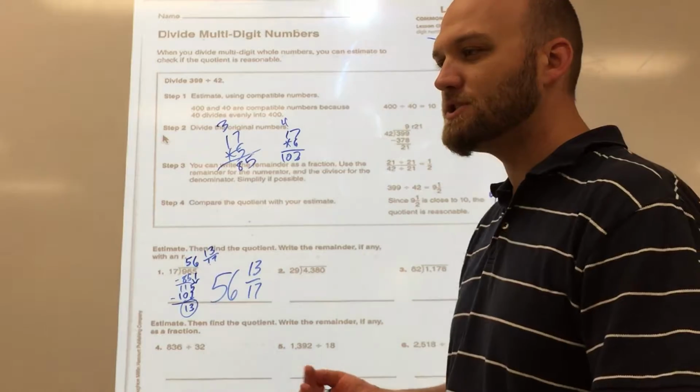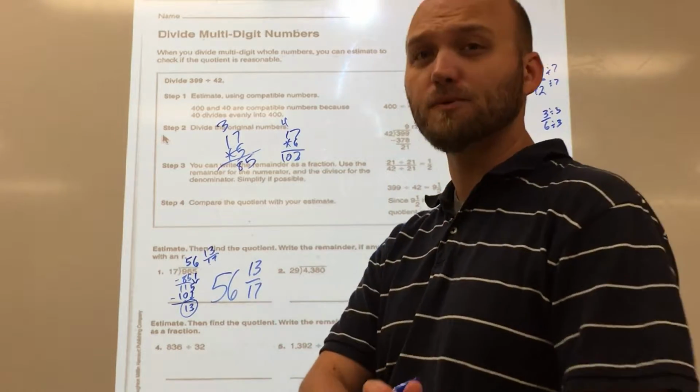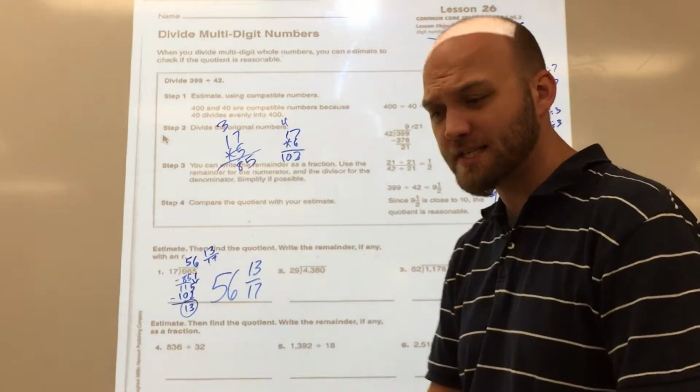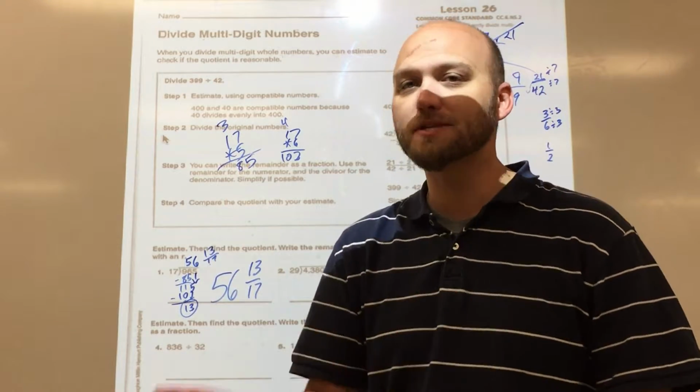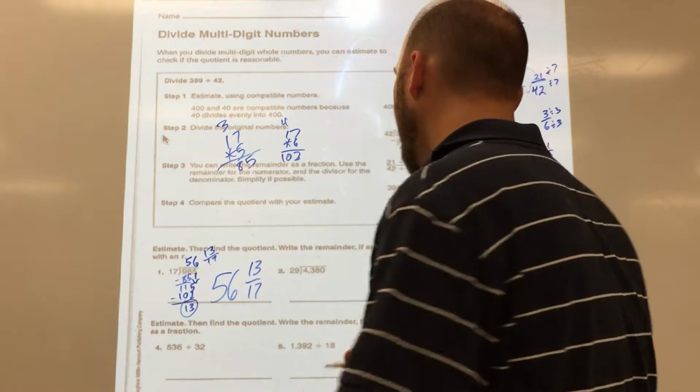But remainder 13 just stops my problem. So I want you to write it as a fraction or a decimal. Because when I look at 13/17, I know that they're both prime numbers and I can't simplify that. If I could simplify it, I must simplify it and I'd make my life easier.